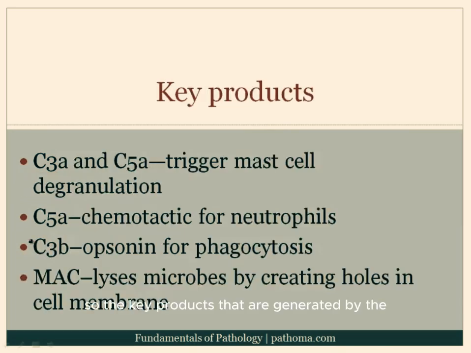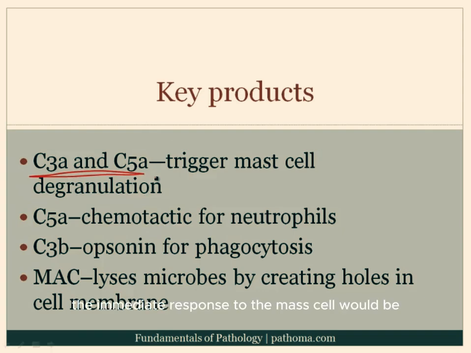The key products generated by the complement system include C3a and C5a, and we know what they do. They trigger mast cell degranulation. Can you remember, from a couple slides back, what are the key activators of mast cells? Number one, tissue trauma. Number two, C3a and C5a. And number three, cross-linking of surface IgE by antigen. Excellent. Again, we want to burn these three key things in the back of our mind. These are the three ways by which mast cells get activated.